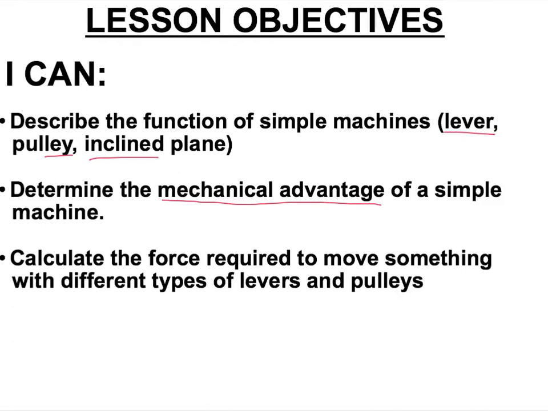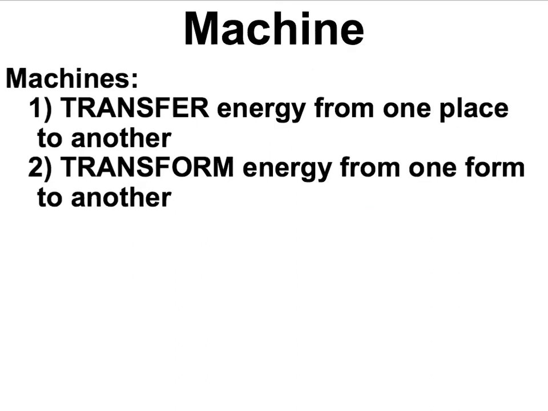Let's jump right in. So, in physics, what we call a machine is something that transfers energy from one place to another, or transforms energy from one form to another. We gave a very similar definition for what work is. We said that work could transfer energy from one object to another, and that work can convert energy from one form to another. So a machine is something that does work.